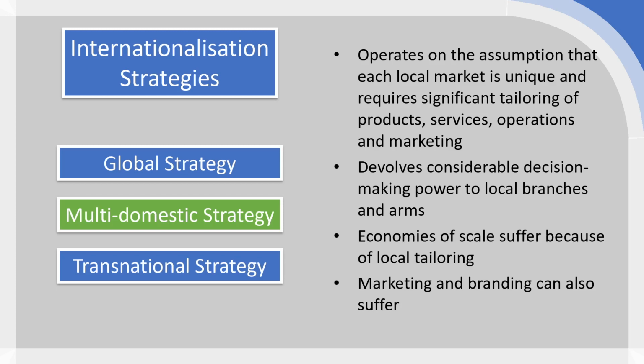This means that our economies of scale are going to suffer. We're not going to be able to reduce our per unit costs because we are effectively producing highly individualized and highly tailored products and services for each individual local national market. And it also means that our branding and marketing is also not going to be able to take advantage of global efficiencies. We're not going to be able to present the same branding and marketing across every branch because of the heavy localization. So there may be some elements of global branding that we can take advantage of, but nowhere near to the same degree as when pursuing a global strategy.